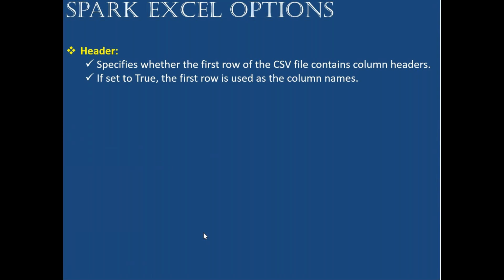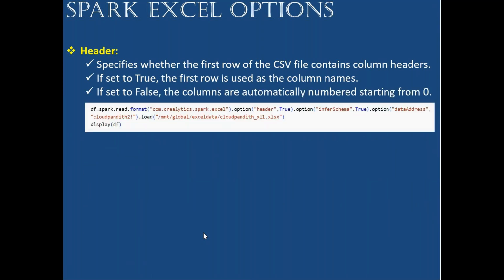If you don't have headers in your file, just mention header comma false, but mentioning this option is mandatory whether it is true or false. It specifies whether the first row of the CSV file contains column headers. If set to true, the first row is used as the column names. If you don't set it, by default it will consider false, but you have to mention header comma true, otherwise it will throw an error because it's a mandatory parameter.